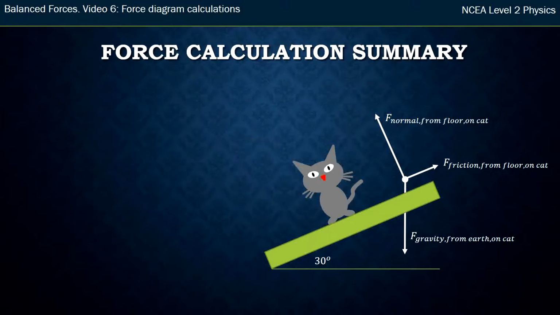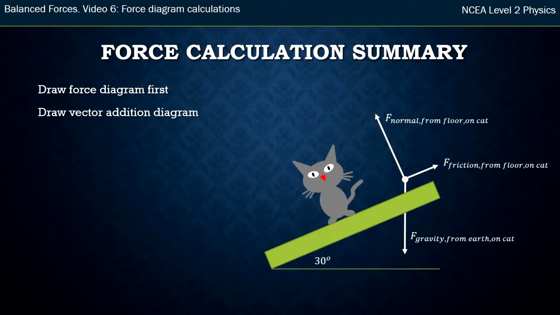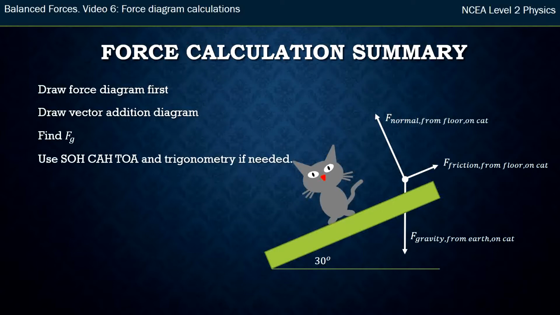So, summary. Draw your force diagrams before you start any calculations. Using that, draw a vector addition diagram. If it's a difficult one, you end up with some sort of triangle. The easiest thing to calculate is the force of gravity. And then from that, you can use SOHCAHTOA and trigonometry to find any other sides that are remaining.